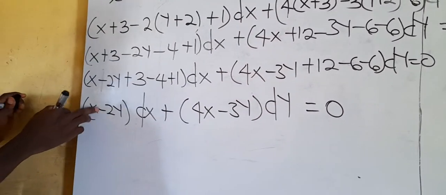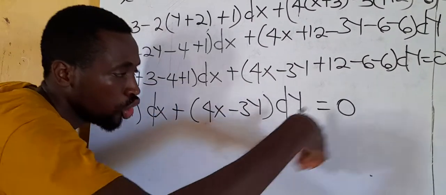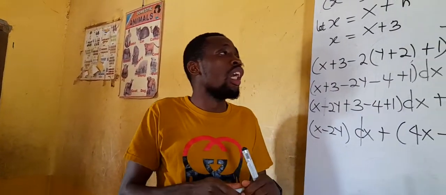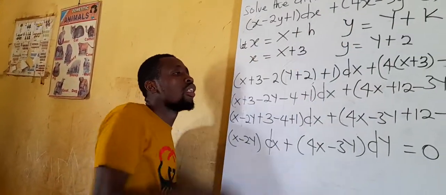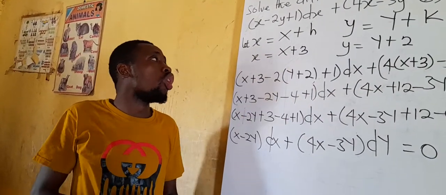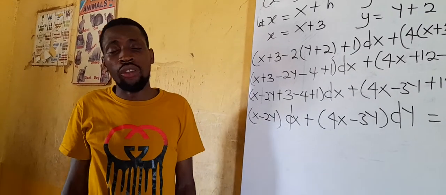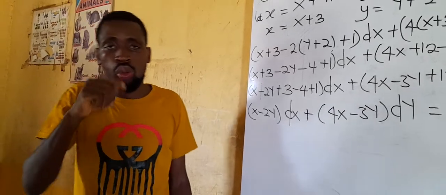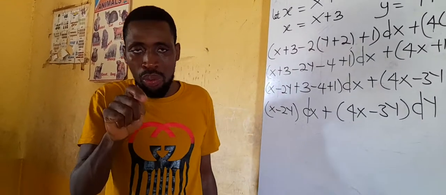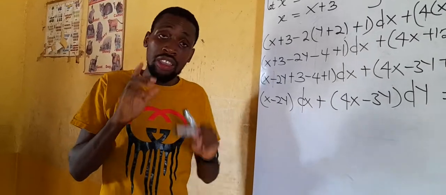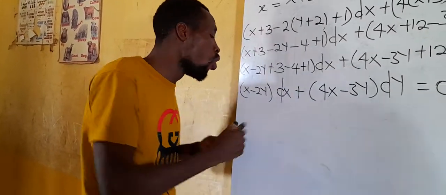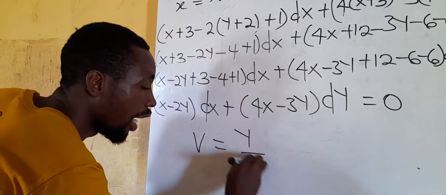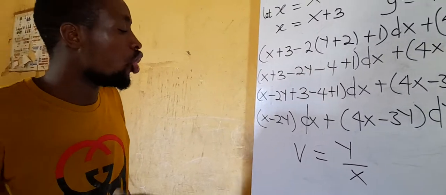Now check it. Now it becomes a homogeneous system. So this is one good aspect of substituting these parameters into our non-homogeneous first order ordinary differential equation. After you substitute, it becomes homogeneous. Now remember, after you make it homogeneous, you need to make it separable. And remember that after you determine it is homogeneous, in making it separable, we introduce V to be equal to Y over X. Check that video on the homogeneous system.